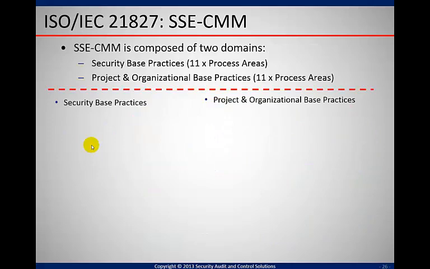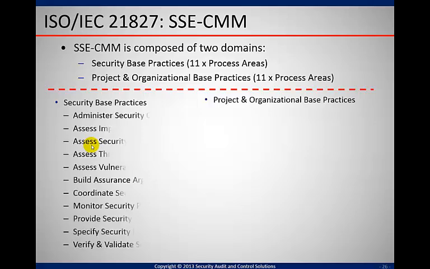Now, also, when we look at security-based practices, we've got 11 process areas. And also, from the software engineering point of view, from security software engineering, we've got project and organizational-based practices, also 11 process areas to worry about. So if you look at security-based practices, we administer security controls, we can assess the impact, assess security risks, assess the threat, assess the vulnerability, build an assurance argument, coordinate security, monitor the security posture, provide security input, specify security needs, and finally verify and validate security. These are my base practices.